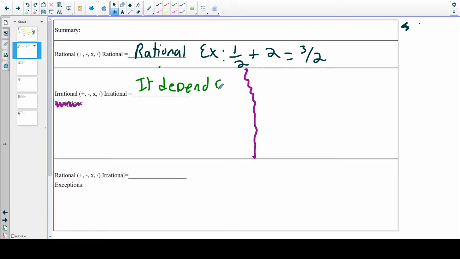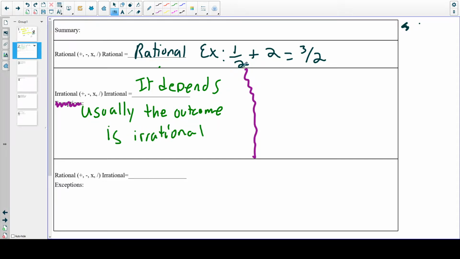Okay? Depends. Usually, the outcome is irrational. However, there are some exceptions. Okay, so exceptions, I can't spell.